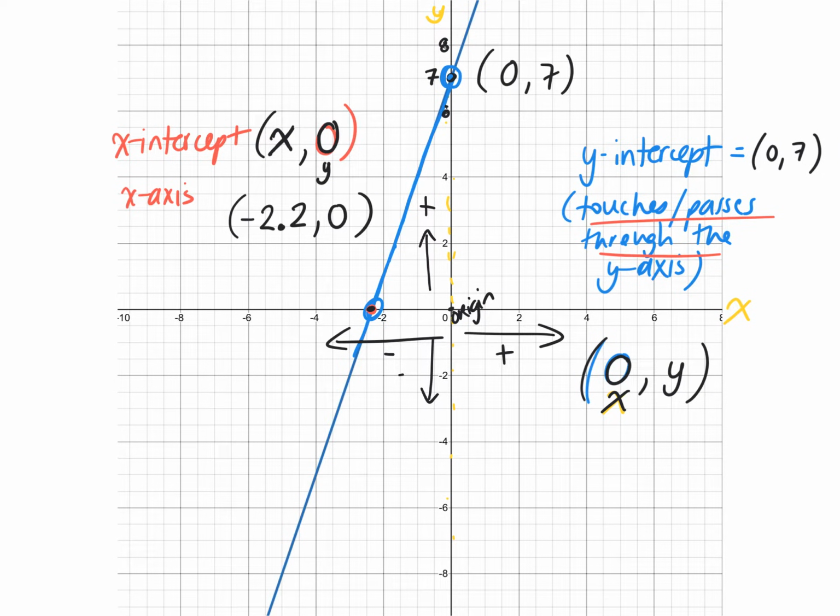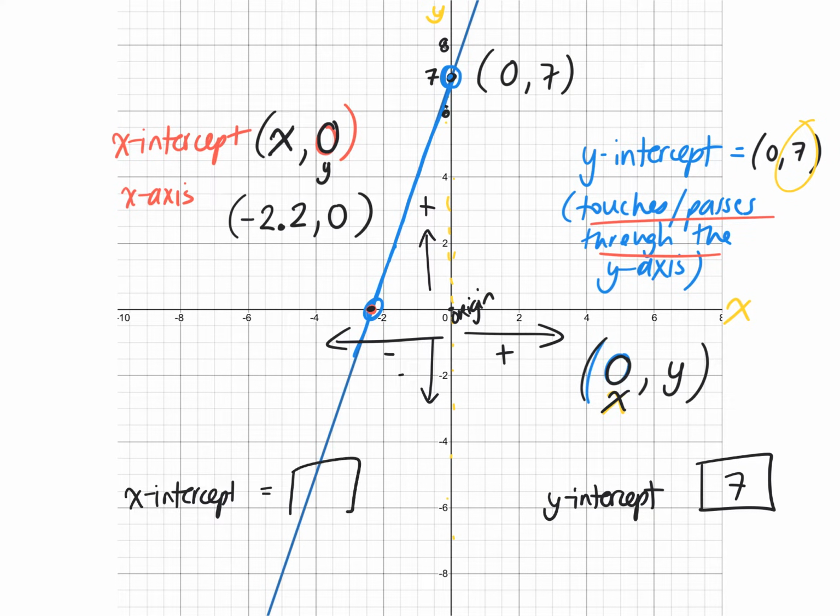Okay, and when you're submitting your answers, for y-intercept, when you put your answer in, you can just put 7. You don't have to write it as a coordinate. And when you're putting in the answer for x-intercept, you can just put the number. In this case, it would be negative 2.2. And you don't have to write it as a coordinate, just for the purpose of that quiz that we were doing.